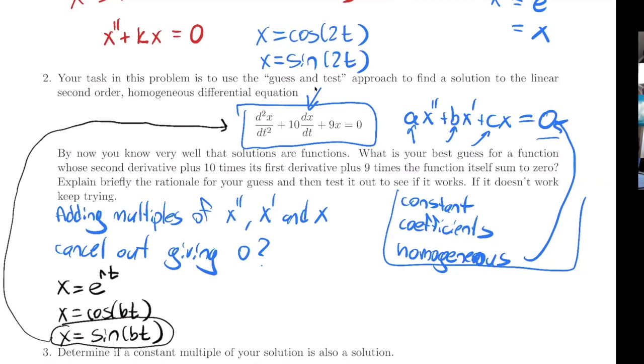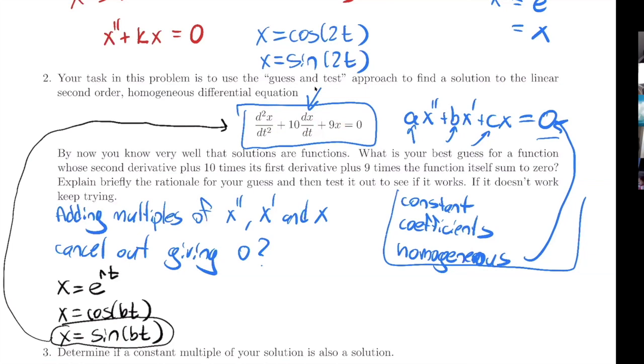Without even plugging it in too precisely, we can see that if x is sine of bt, then that would go over here. The derivative of this would be a cosine. That goes in here. And then the second derivative of this would give me another sine back. So it's possible that I have a sine here and a sine over here, but in the middle I would have a cosine, right? And so there's not going to be a nice way for these sine terms to cancel out this cosine term. At least very clearly, it's not clear to me how that's going to work.